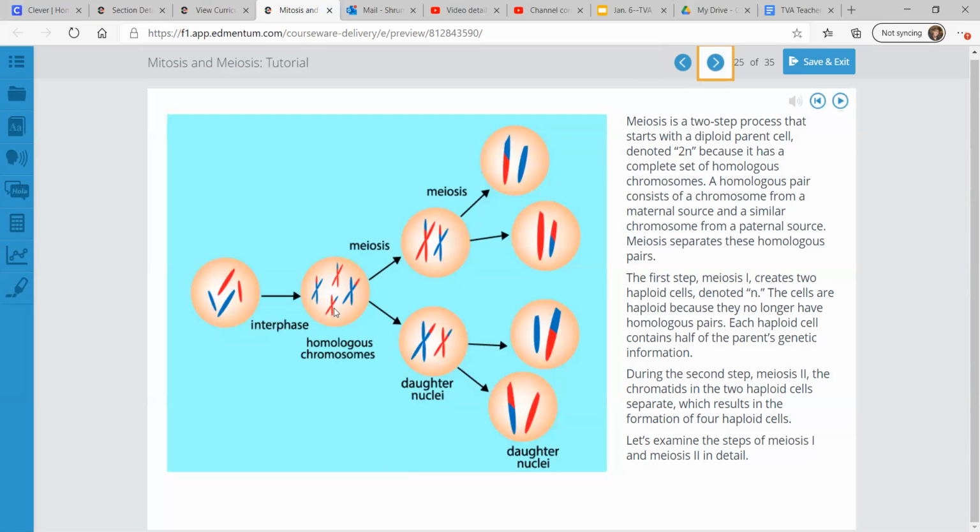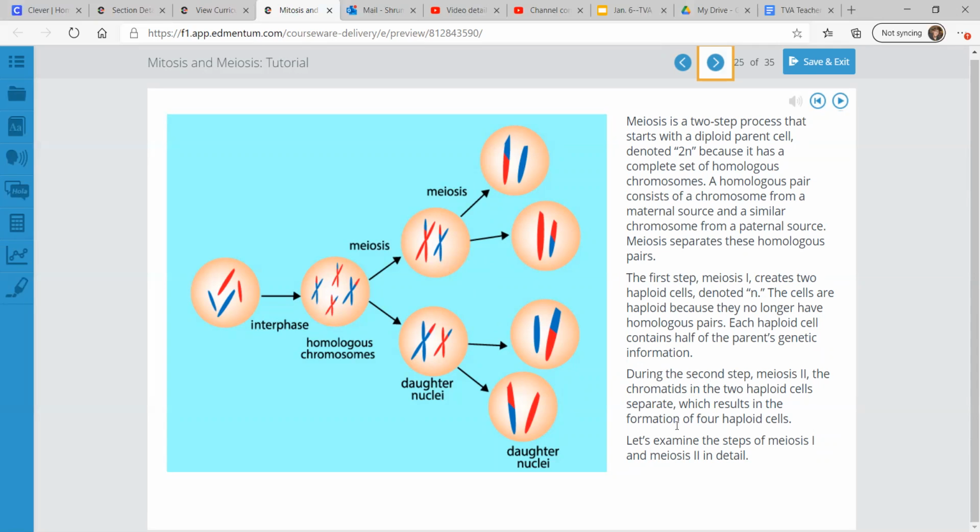And you see how this one has 2 and then 2. And then once those split, those are not homologous anymore. Those are haploid, if you want to get technical. Each haploid cell only has half of the parent's genetic information.